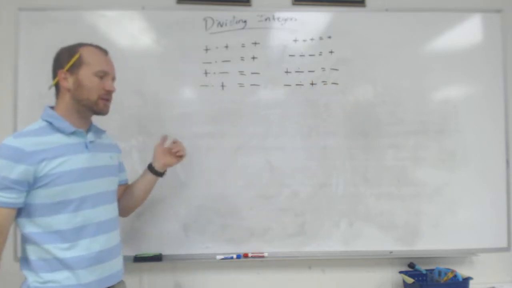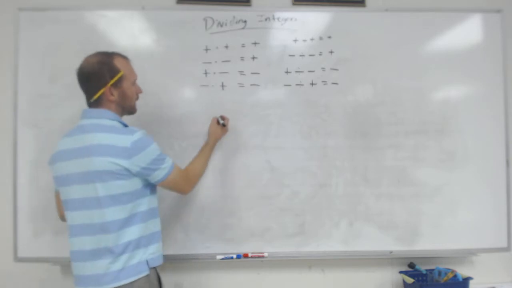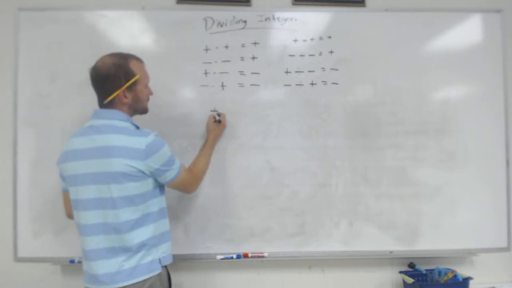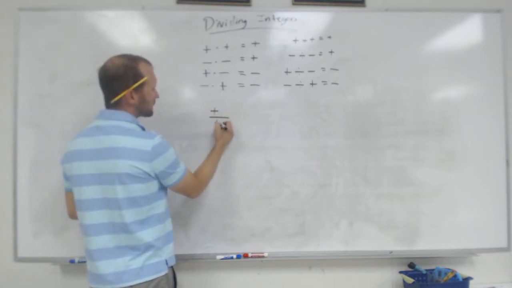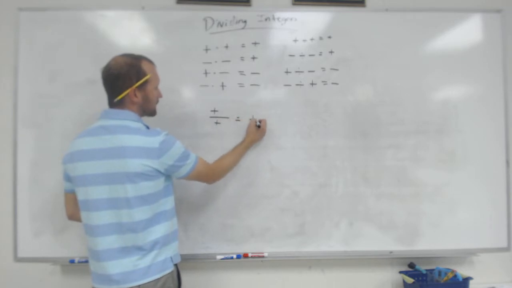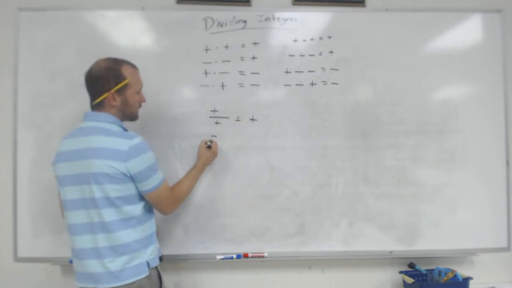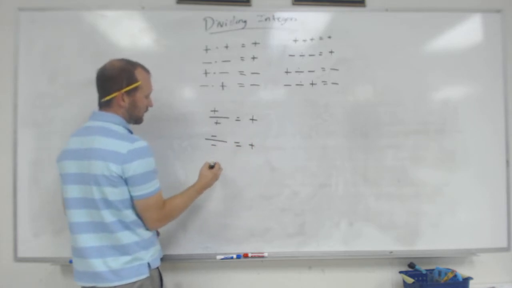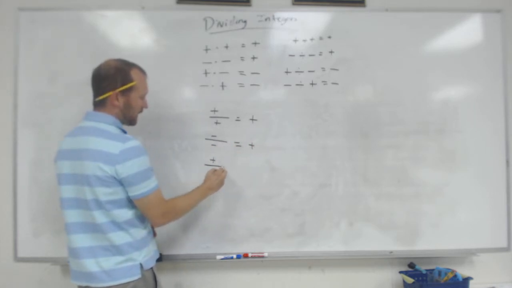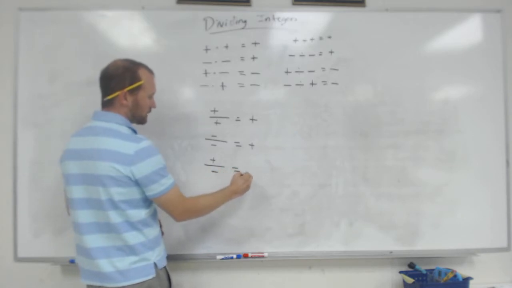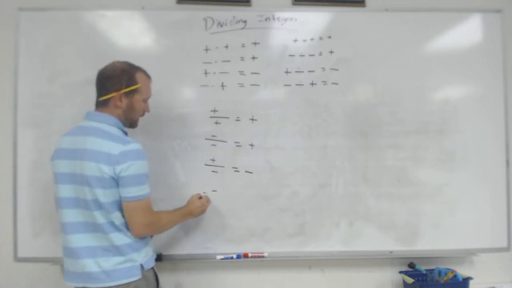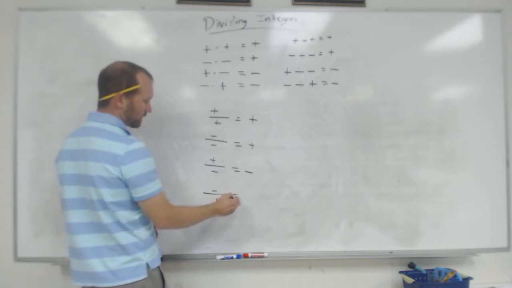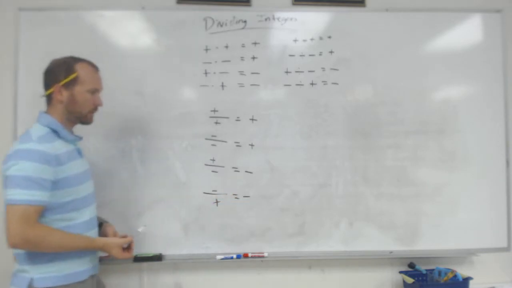The thing is, with division, there's so many more ways I could write it. I could also write it like this. A positive divided by a positive equals a positive. A negative divided by a negative equals a positive. A positive divided by a negative is a negative. And a negative number divided by a positive number equals a negative.